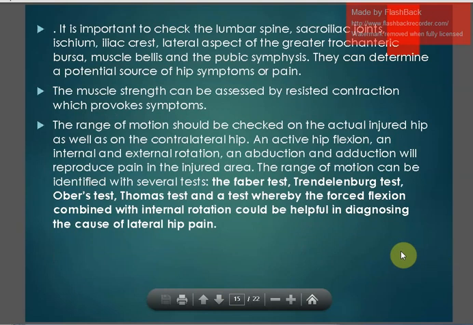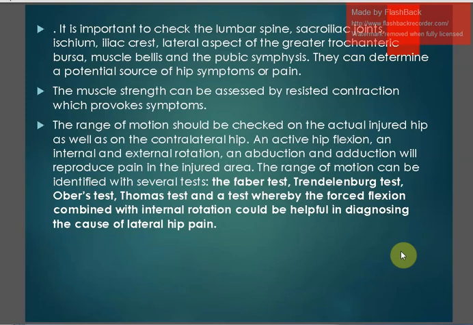It is important to check the lumbar spine. As I told you, there may be radiating pain or lumbar back pain because of the biomechanical alterations of the sacroiliac joints. If there is any sacroiliac malalignment, or the iliac crest, the ischium, the lateral aspect of the greater trochanter, the muscle bellies, pubic symphysis, they determine a potential source of hip symptoms or pain.